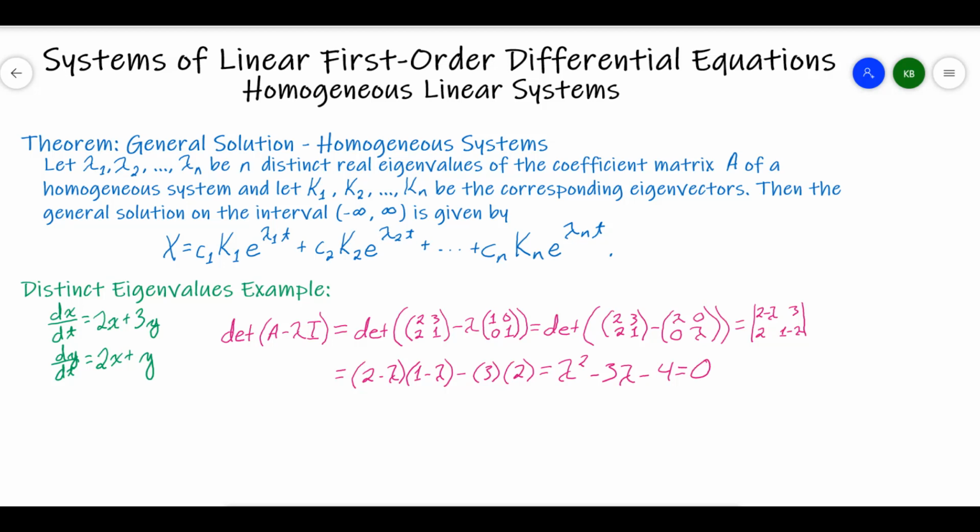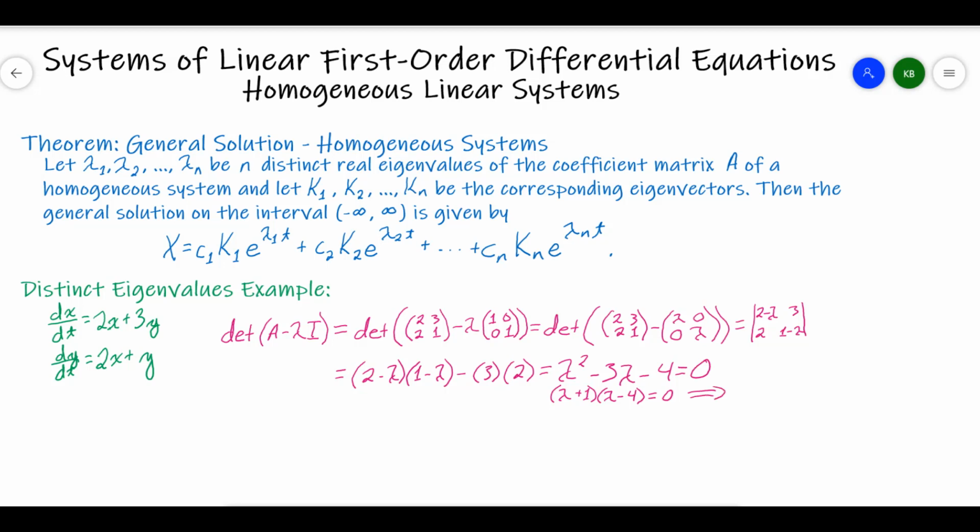So if we want to know when this is equal to 0, I have a quadratic function here set equal to 0. So factoring is probably a way to go, or you could use the quadratic formula. Choose your own adventure here. So I'm going to factor it, and we'll find that we have lambda plus 1 and lambda minus 4 equals 0. So we'll set both of those equal to 0 and solve.